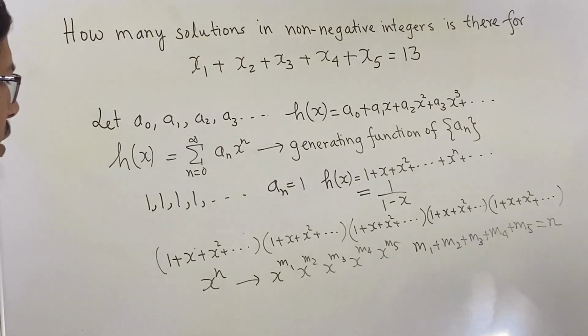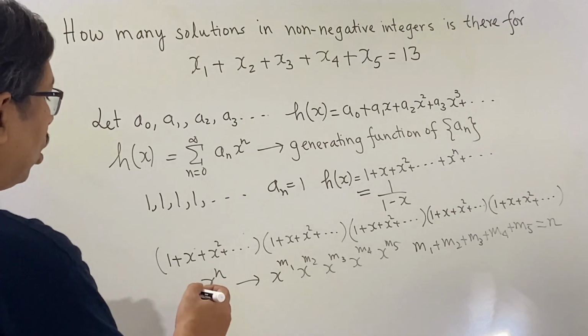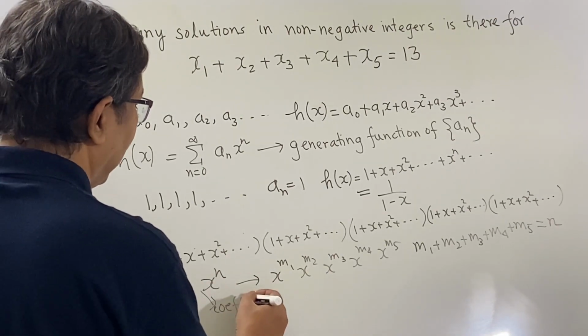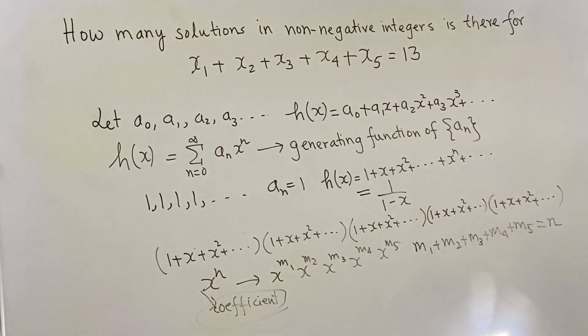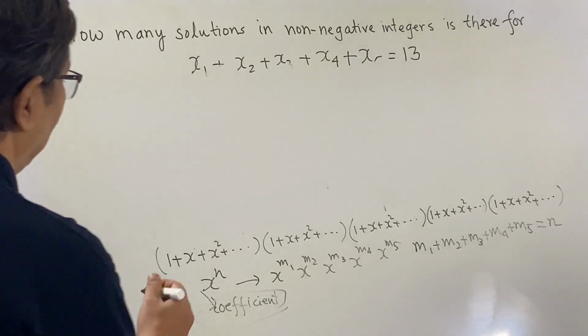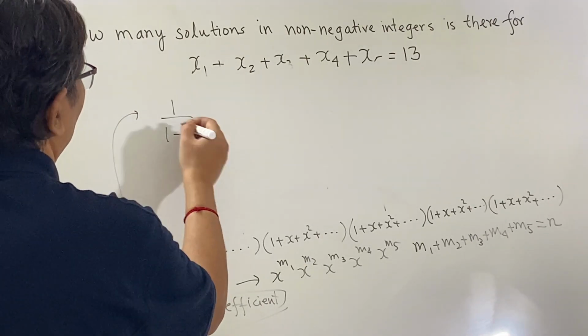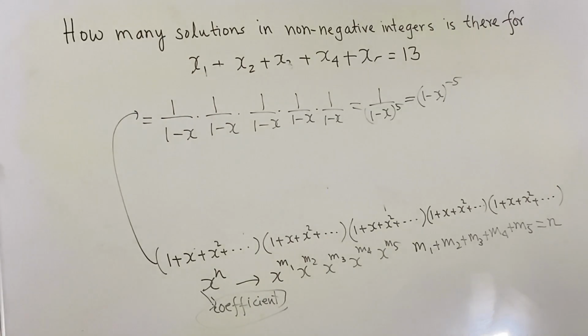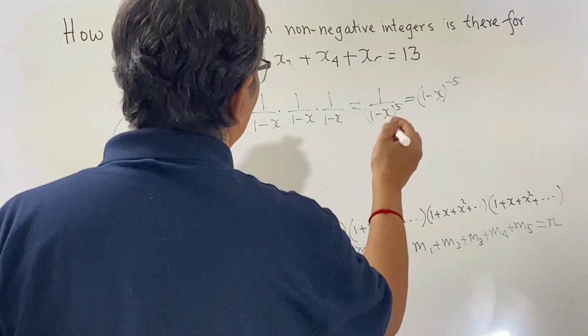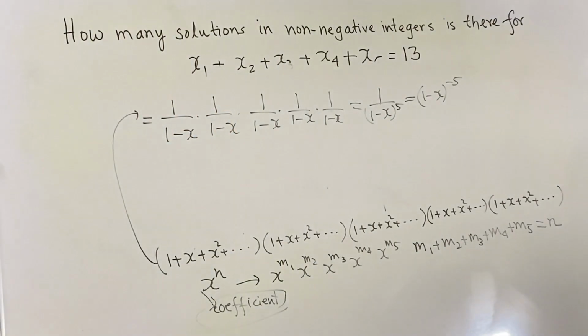Now, the number of times this occurs would give us the count of the number of solutions in non-negative integers of this equation. It will also give us the coefficient of x to the power n. So, if we can find out this coefficient, then we will get the solution. So, let us try to find the coefficient. Writing this expression as (1 minus x) to the power minus 5, what is the coefficient of the nth term of this? Let us try to find that out.